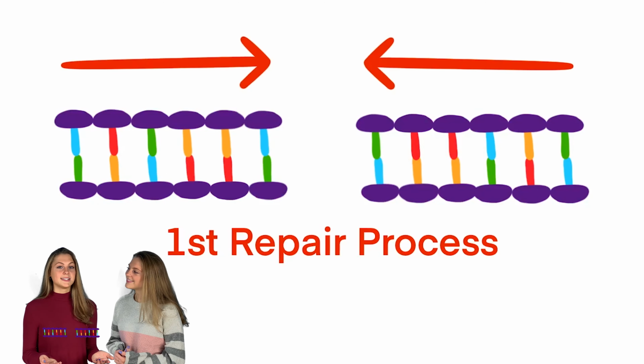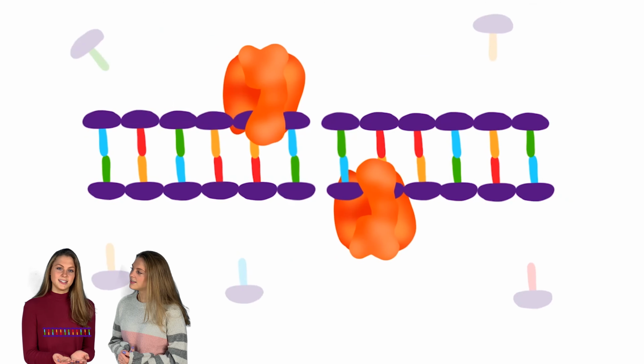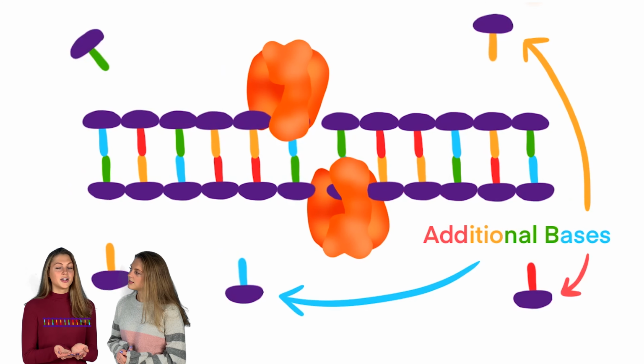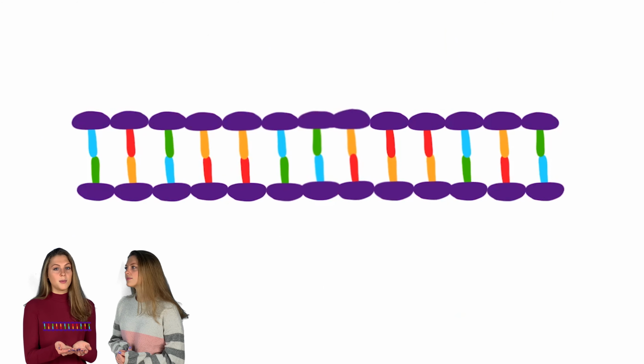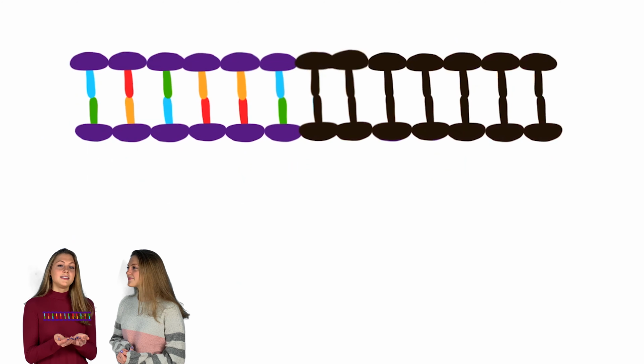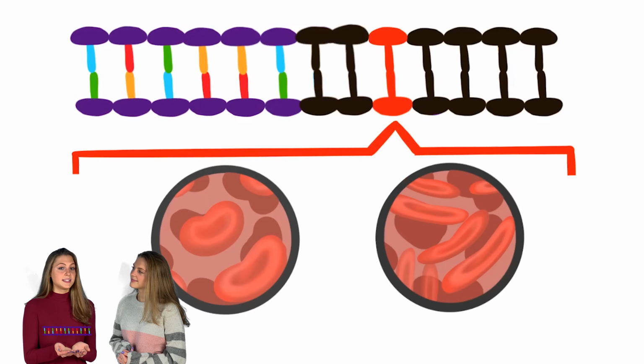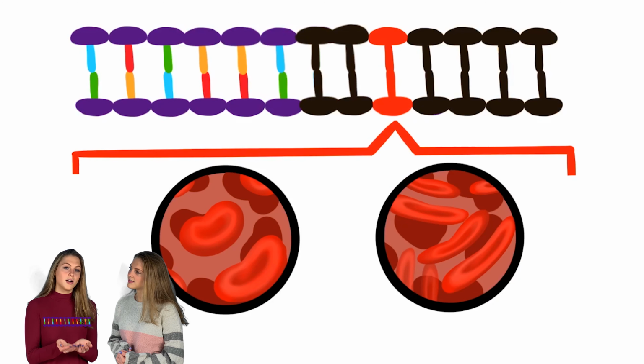In the first repair process, the two ends are simply connected. This process is prone to errors, and bases frequently drop out or are added, disrupting the sequence and compromising the gene's function. This can help researchers understand that specific gene's function or disable harmful genes.